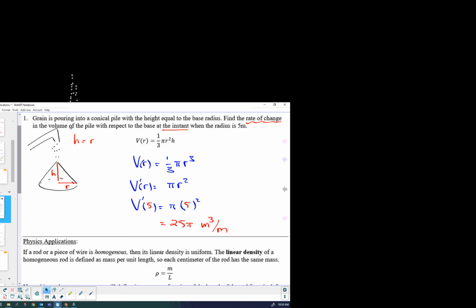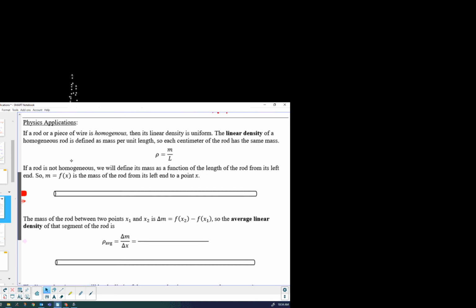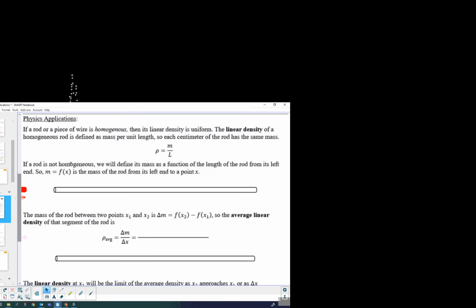Okay, let us move on to a physics application, different than velocity, acceleration, speed, position. So we're just picking one application here. There are all kinds of things we could do, but this is the one your textbook makes use of. So we're going to look at this one too.